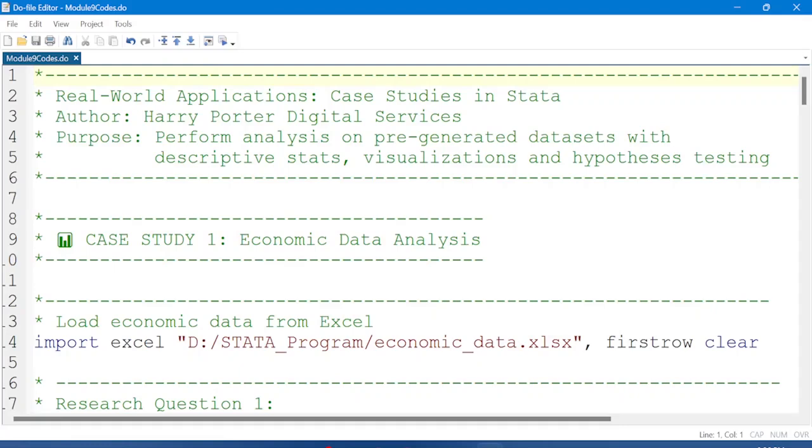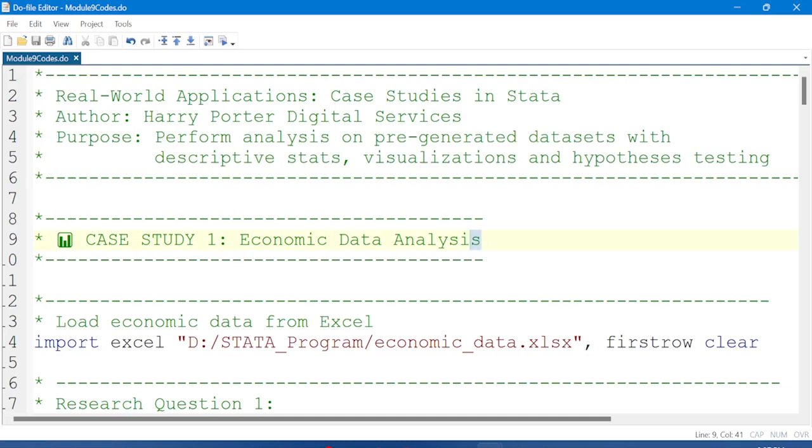And this is the last module of STATA, which, after going through all the modules, you need to be at advanced level of STATA data analytics. And we are going to perform analysis on pre-generated datasets with descriptive statistics, visualization, as well as hypothesis testing.